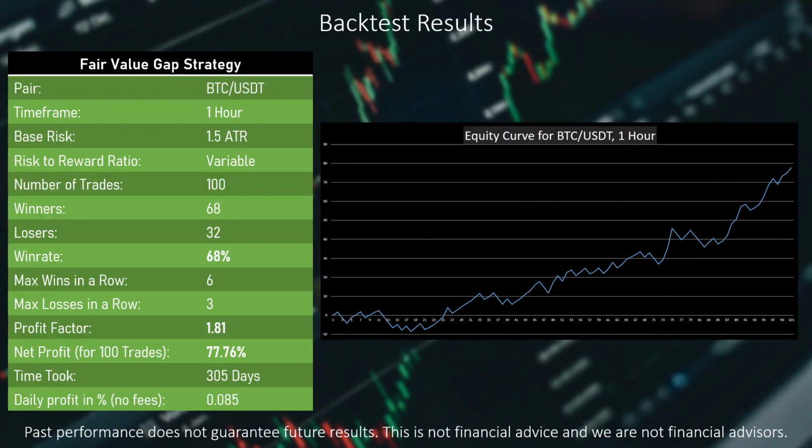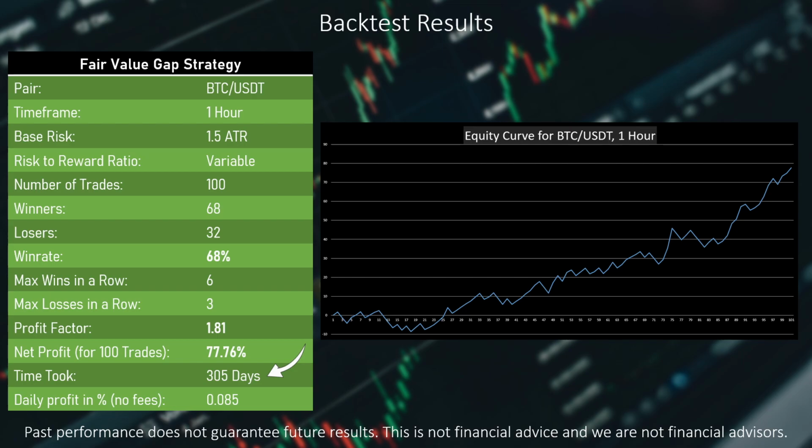And the results are in. After 100 trades on the BTC USDT 1-hour chart, the fair value gap strategy had 68 winners and 32 losers. With a variable risk-reward ratio and a 3% risk per trade, this brings the strategy to a total of 78% net profit and a profit factor of 1.81. Time took to complete the 100 trades was 305 days.